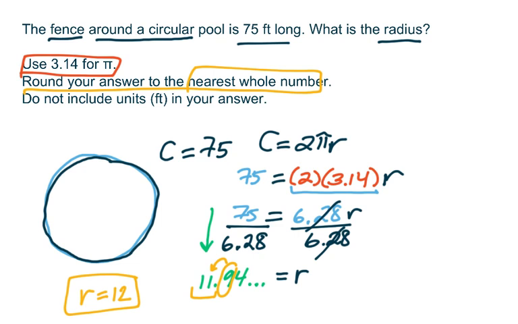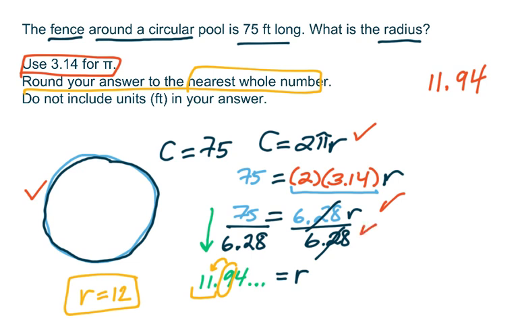If you chose the wrong answer of 11.94, you actually got so many things right. You understood that the problem was talking about circumference, even though it never said that. You used a circumference formula correctly. You substituted correctly. You solved by working backwards correctly.